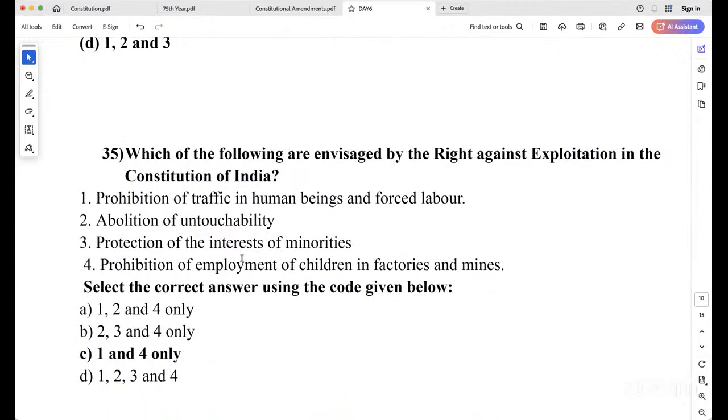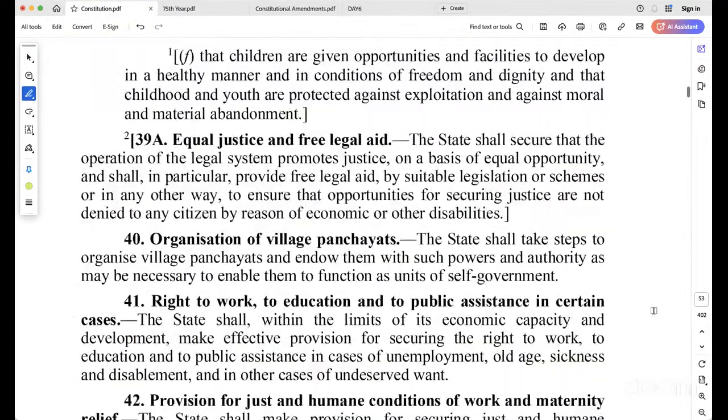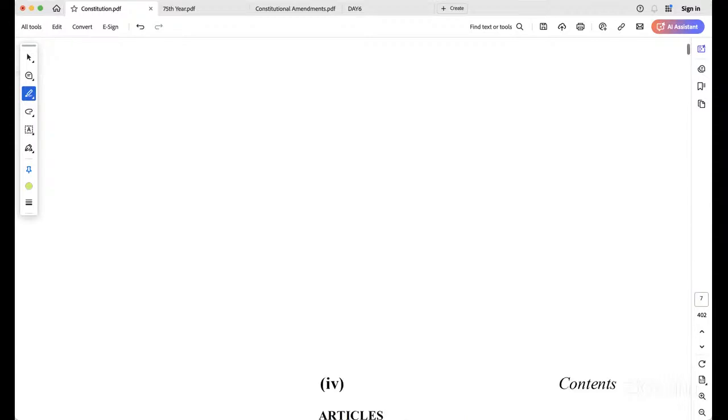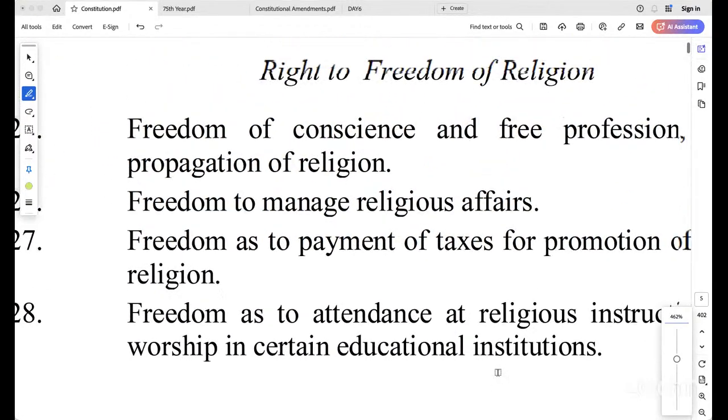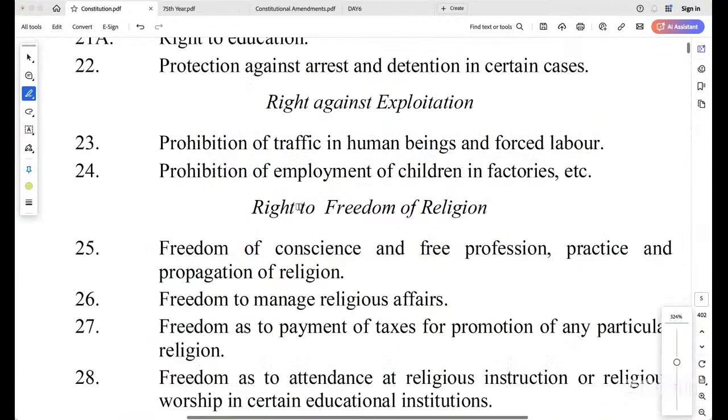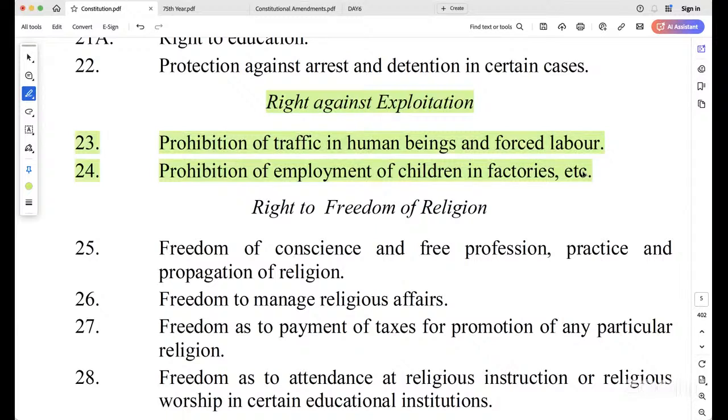Next, which of the following are envisaged by the right against exploitation in the Constitution of India? Prohibition of traffic in human beings and forced labor, abolition of untouchability. Will that come in right against exploitation? Then protection of the interest of minorities, prohibition of employment of children in factories and mines. See, right against exploitation has only 2 articles: prohibition of traffic in human beings and forced labor, and prohibition of employment of children in factories. Clear?